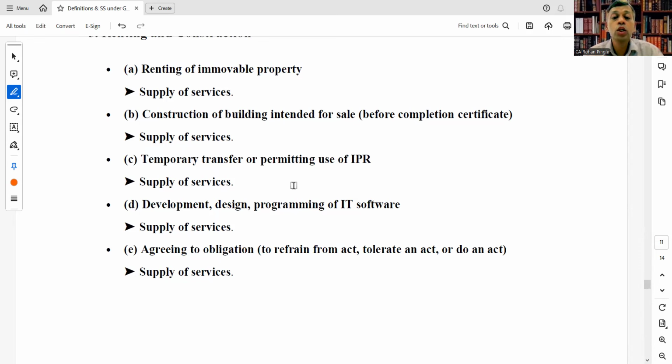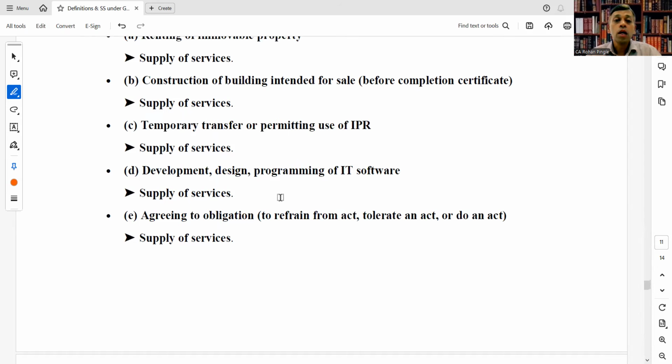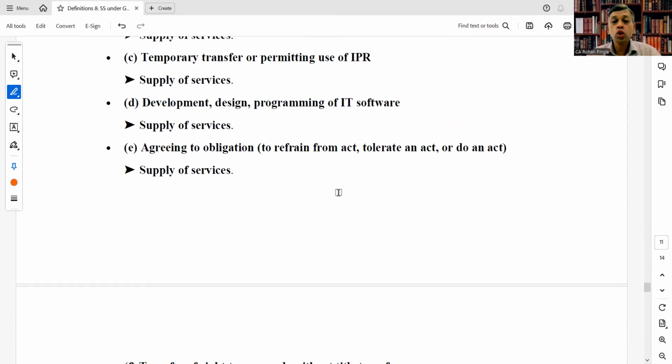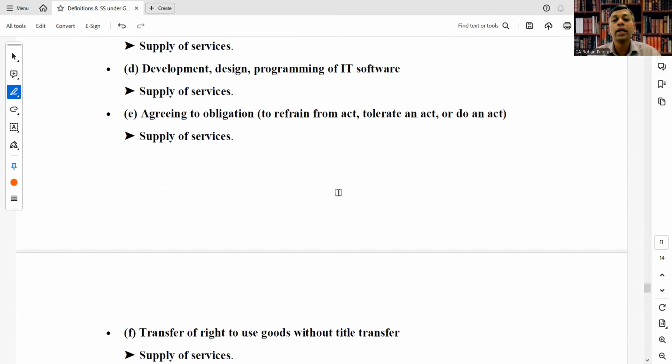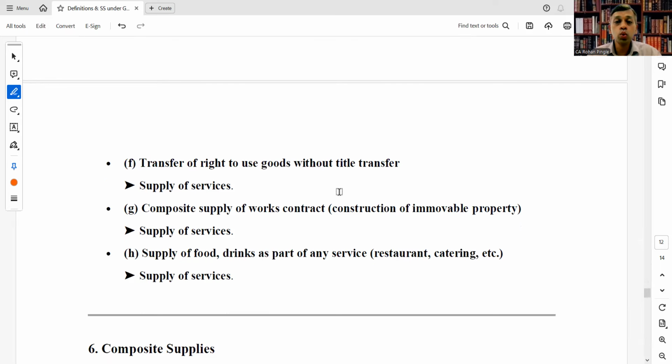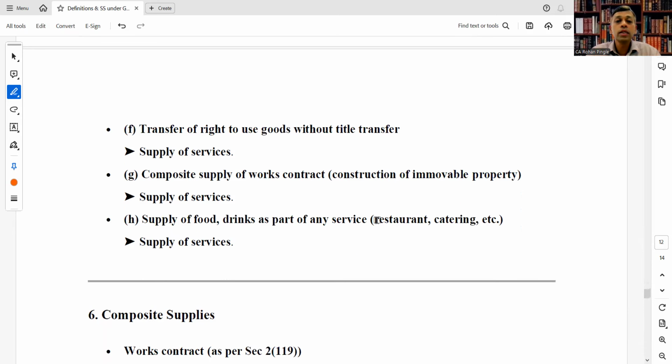Temporary transfer or permitting use of IPR, intellectual property rights, is a supply of services. Development, design, and programming of IT software is a supply of services. Agreeing to an obligation to refrain from an act, tolerate an act, or do an act is a supply of services. Transfer of right to use goods without title transfer is a supply of services. Composite supply of works contract, construction of immovable property, is also covered under supply of services.